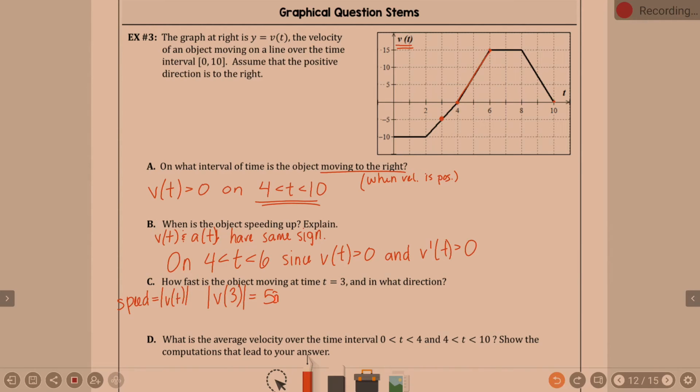So how fast is the object going? We don't have units here, so 5. What direction? Left, because the velocity is negative.